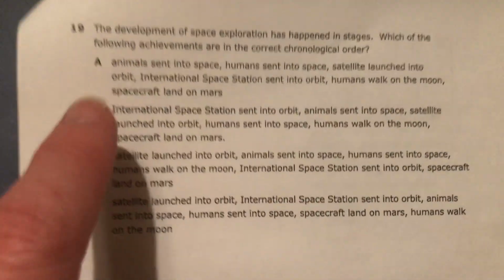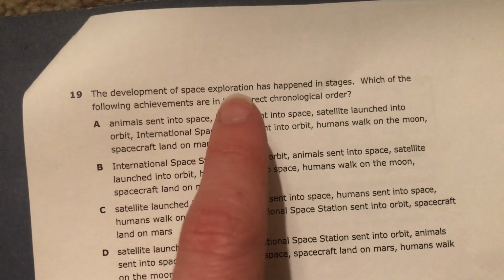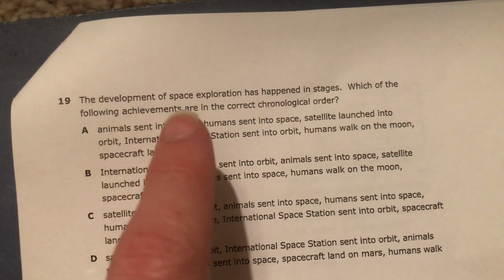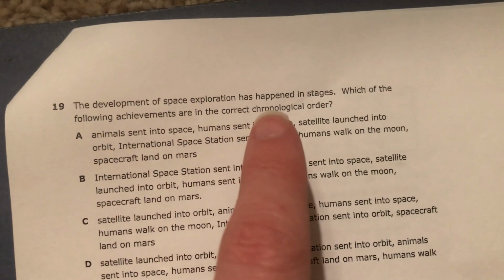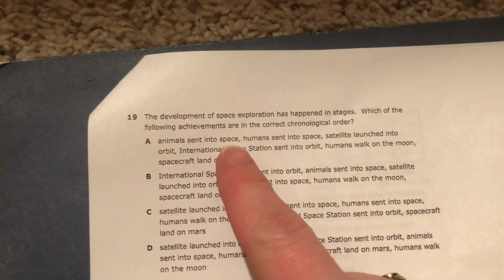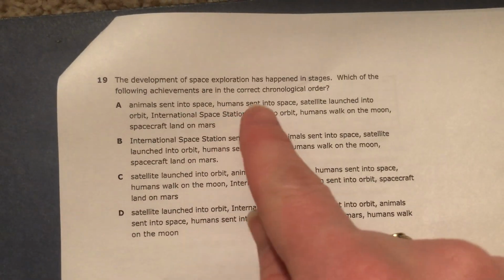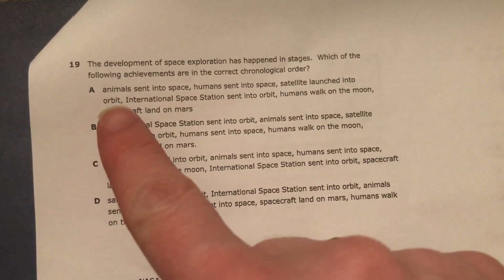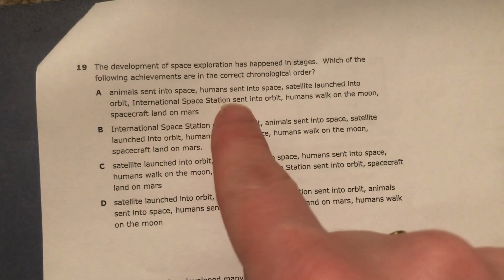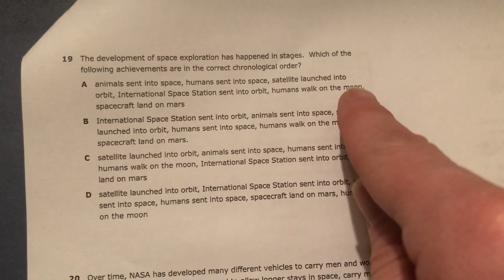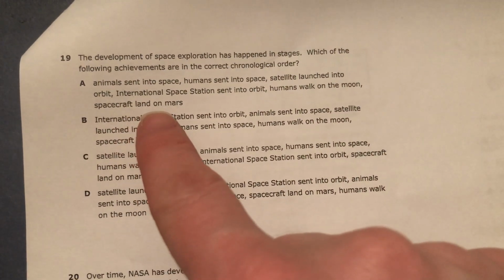Number 19. The development of space exploration has happened in stages. Which of the following achievements are in the correct chronological order? A, animals sent into space first, then humans sent into space, then a satellite launched into orbit, then the International Space Station sent into orbit or built, then humans walk on the moon, and then a spacecraft lands on Mars.